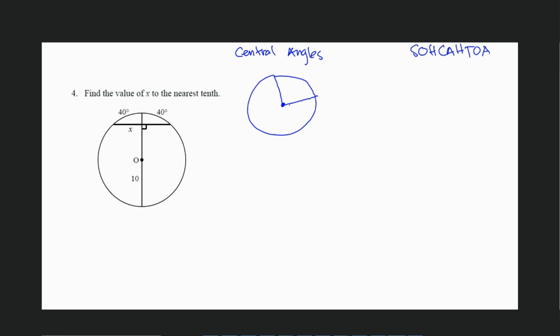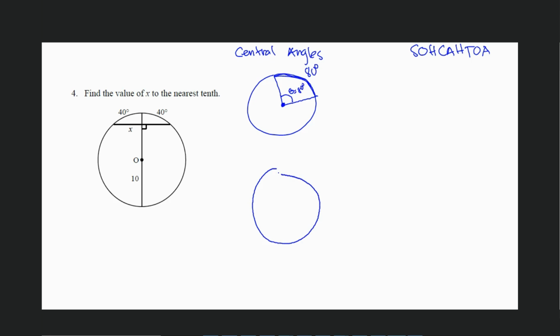Between the two radii, with the center as your vertex, you create an angle. Let's call that one theta. The measurement of that central angle is equal to the arc measurement of the arc that it intercepts. So let's say this arc is 80 degrees. Then this angle right here is also 80 degrees.